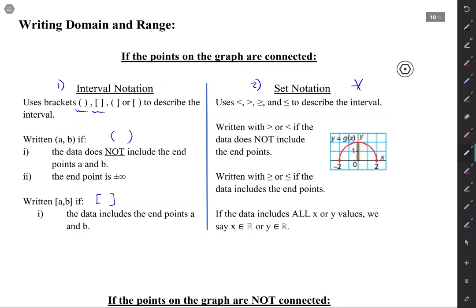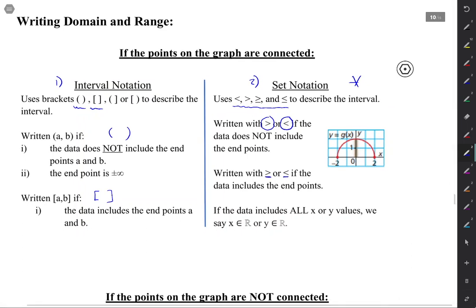Now, moving on to set notation, this one, instead of using brackets, we use the greater than or less than symbols to describe the interval. So this time, if our data doesn't include the endpoints, we would use the two symbols like this that does not have that equal sign underneath it. So we would just use the standard greater than or less than symbols. However, if the data does include those endpoints, that's when we add in the equal to symbol. So we would use greater than or equal to, or less than or equal to.